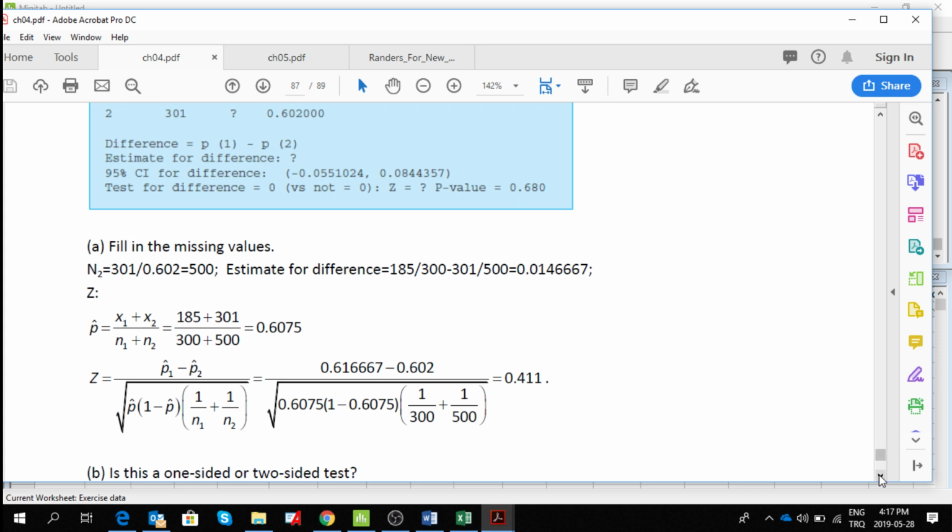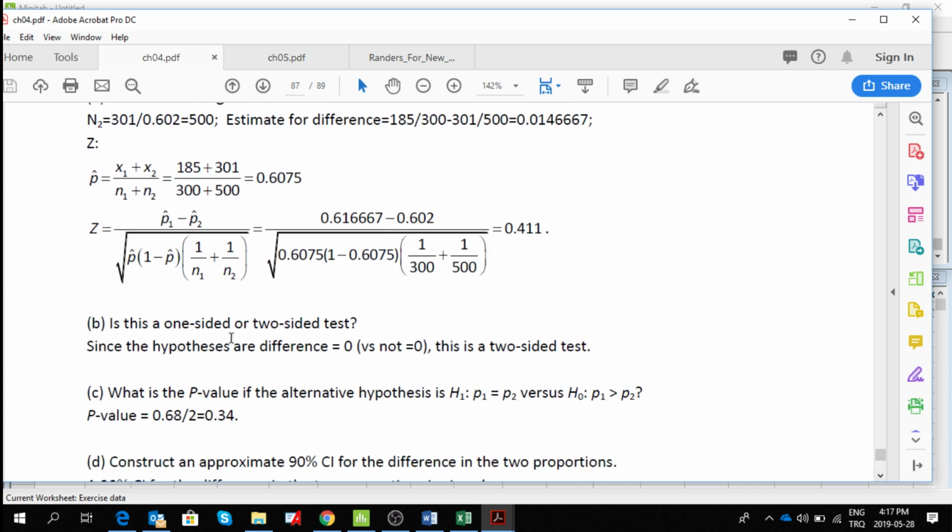Okay, and then is this a one-sided or two-sided test? Of course it's a two-sided test, because we have the difference equal to 0 versus not equal to 0. And in part c, what's the p-value? If the alternative hypothesis is H1, p1 is equal to p2 versus H0, p1 greater than p2. Actually, this should be the other way around. So H0 is p1 equals p2 versus H1, p1 is greater than p2. There's a typo here.